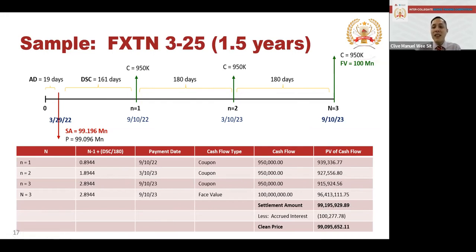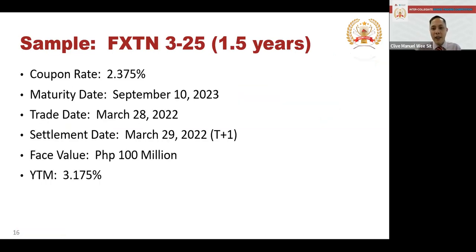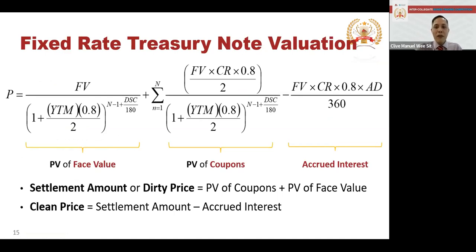99,195,929.89. Now, this is the dirty price or the settlement amount for this FXTN that you purchased on March 29. And the settlement amount, this is the actual cash outlay for buying this FXTN 3-25. Now, remember that formula has that extra part, that accrued interest. If you deduct the accrued interest, that will give you the clean price of the bond. The clean price, again, meaning the peso value equivalent of the yield to maturity.